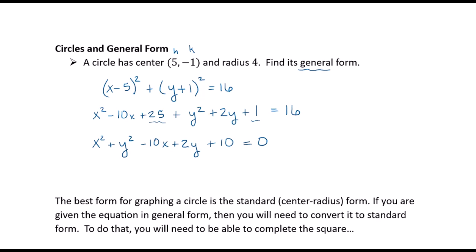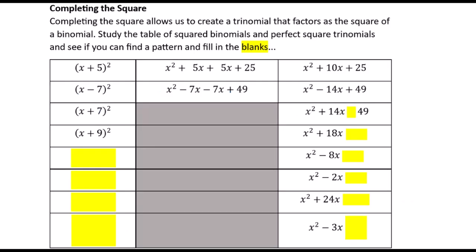Now, the best form for graphing a circle is the standard center radius form. If you're given an equation in general form, you'll need to convert it to standard form. To do that, you'll need to be able to complete the square. Completing the square allows us to create a trinomial that factors as the square of a binomial. So let's study the table of squared binomials and perfect square trinomials and see if you can find a pattern and fill in the blanks.